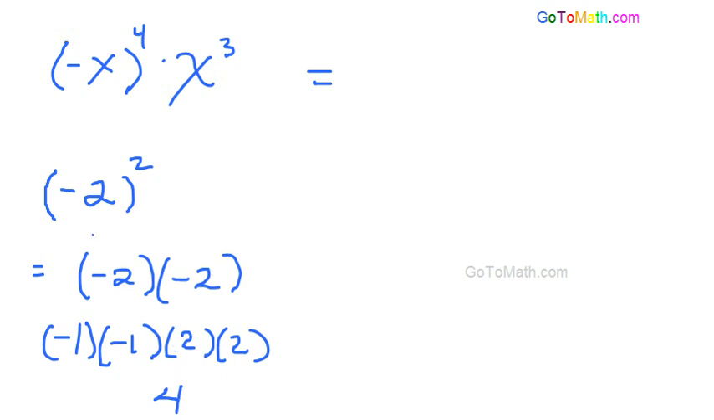Okay. So if this is an even number up here, and as you can see, the negative is inside the parentheses, what's going to end up happening to this negative? Well, it's going to end up canceling out. And actually, I can rewrite this as negative 1 raised to the fourth power times x raised to the fourth power. You see that?